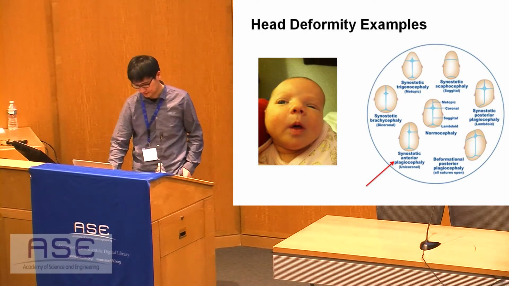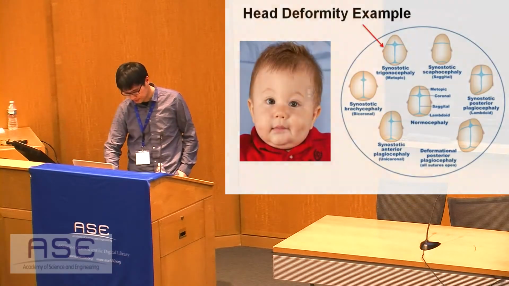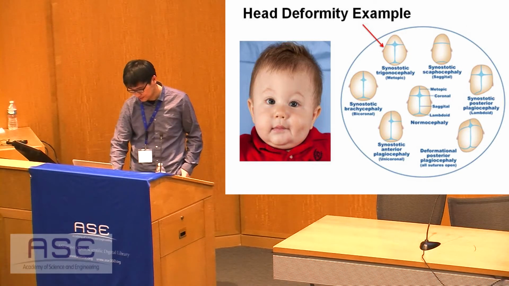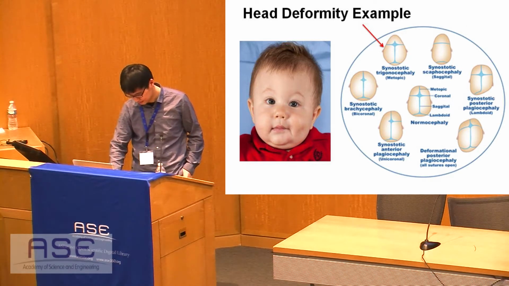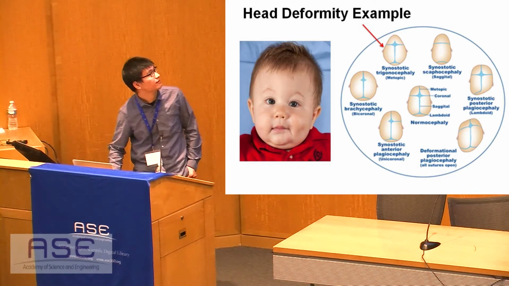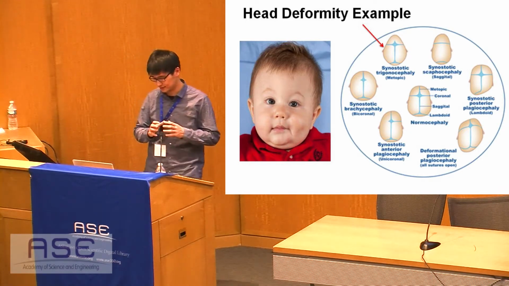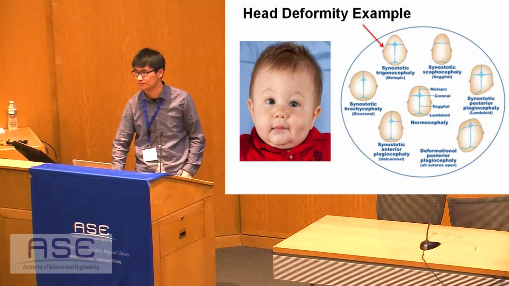So let's see another example. This baby is diagnosed as metopic. That means this seam closed earlier than expected. So the front of the head looks like a kind of triangle.